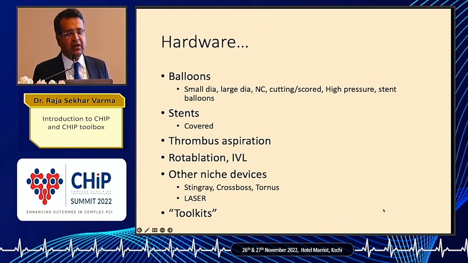The other hardware, I'm not going into the details, the balloons, you need very small diameter balloons like 0.75 millimeter and 1 millimeter balloons, which are of use in crossing CTO lesions, and very large diameter, especially for the left main. When you have a 5 millimeter or a 6 millimeter size left main, you need an appropriate size balloon. Non-compliant balloons are a necessity. Cutting and scoring balloons have their use in calcific lesions, ostial lesions. High pressure balloons are sometimes needed again in calcific lesions.